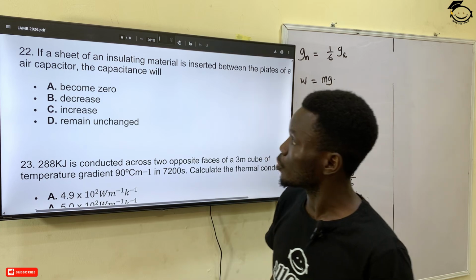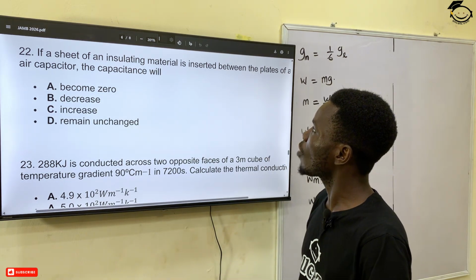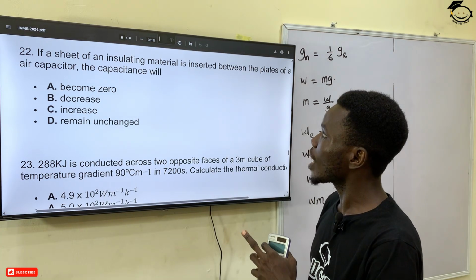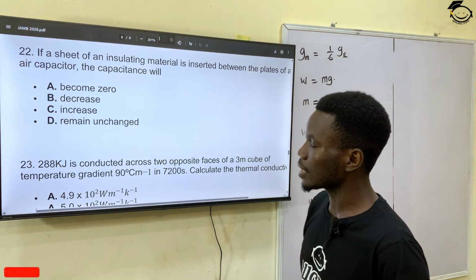Moving on to question number 22, it says if a sheet of an insulating material is inserted between the plates of an air capacitor, the capacitance will dash.